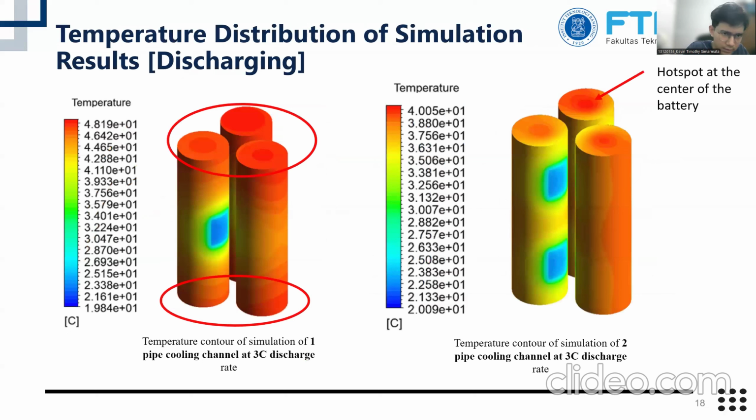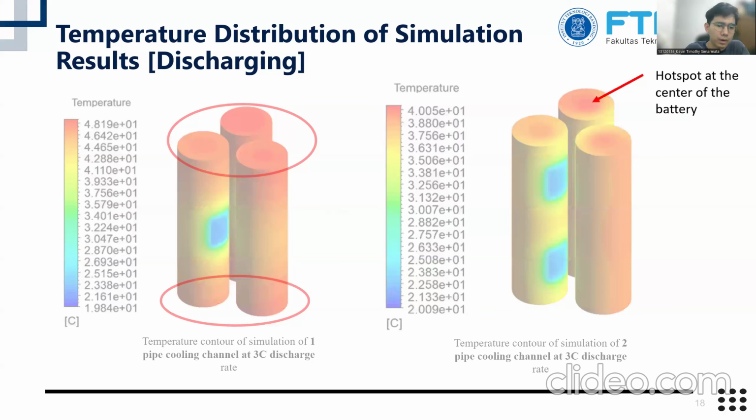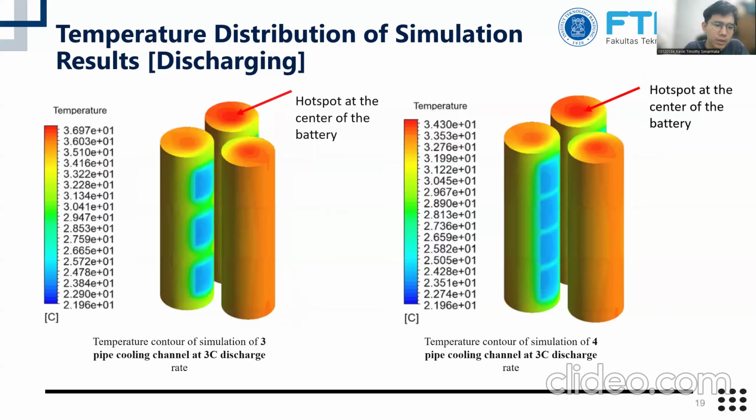And then this is the temperature distribution of the simulation result. We can see here that the maximum temperature occurs at the center of the battery, at the top and the bottom of the battery. This is for the one pipe cooling channel. This is for the two pipe cooling channel. And the phenomenon is the same as in the other configurations. The hot spot will be at the center of the battery.